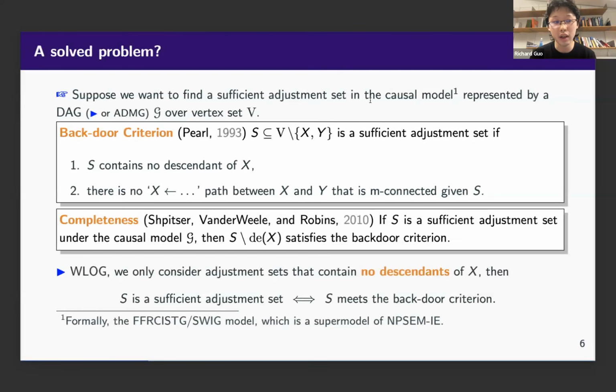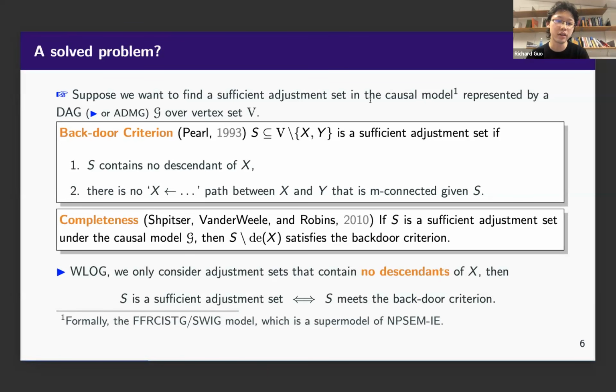And the reverse side of the story is that this criterion is actually complete in the following sense, as proved by Shpitser et al. If S is a sufficient adjustment set for the causal model defined by a certain graph, then if I remove those descendants of the treatment from the set S, the remaining set is still an adjustment set and it satisfies the backdoor criterion.